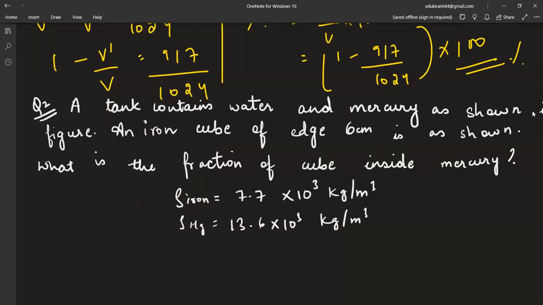So see, this says that a tank contains water and mercury as shown in figure. An iron cube of height 6 centimeters is as shown. What is the fraction of cube inside the mercury? Fine, this is the question that is given.